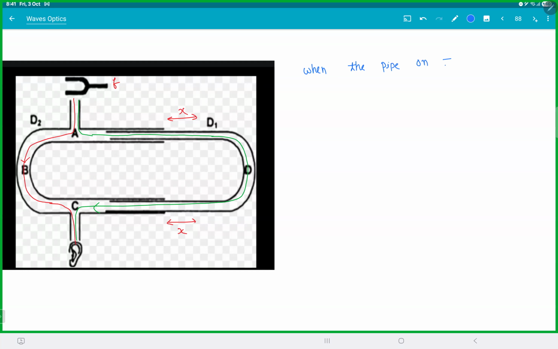In the pipe on the right, it moves by x. Sound wave travels extra 2x. That you should know. In the exam, they won't tell you all the story. Therefore, the path difference is equal to 2x and is equal to n lambda for nth maxima.